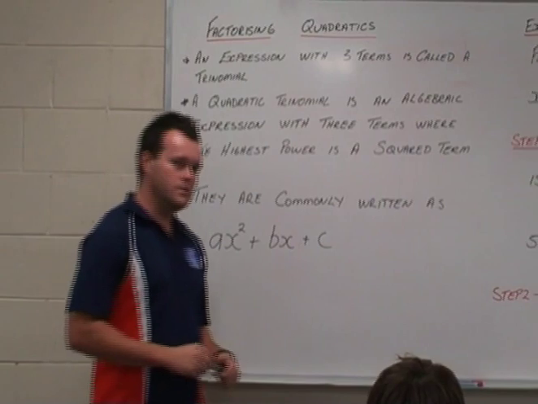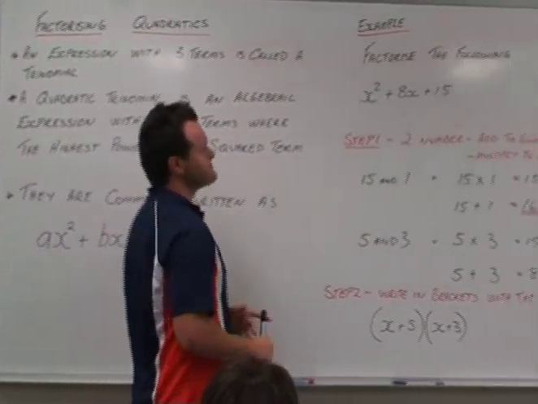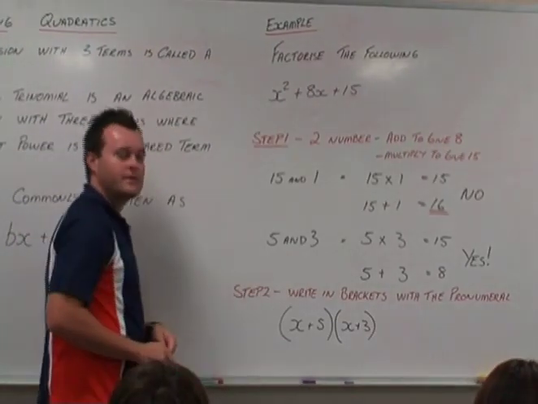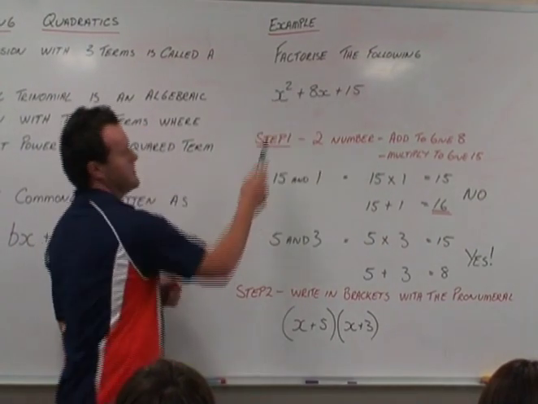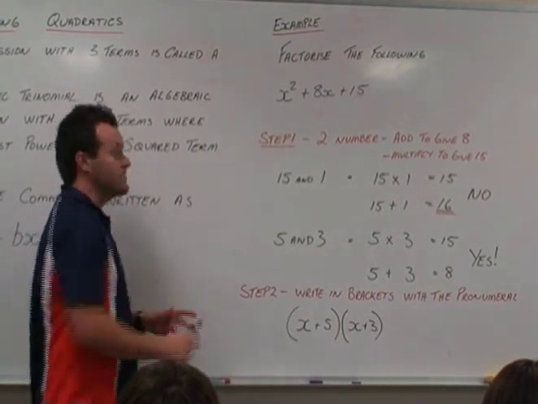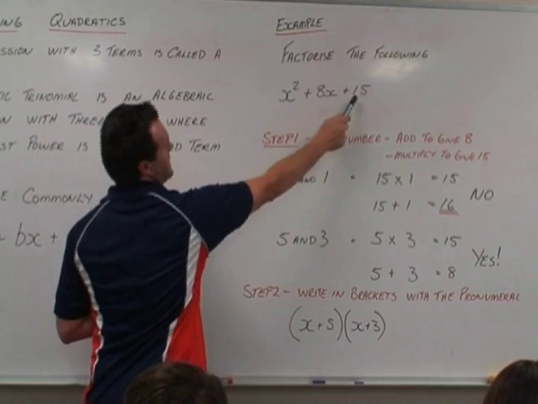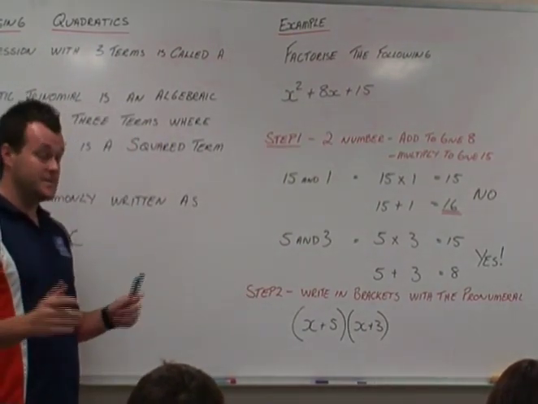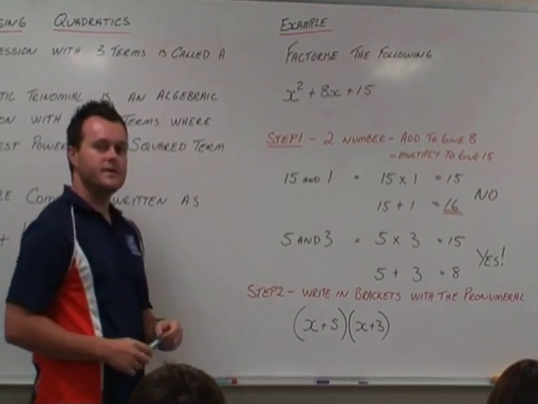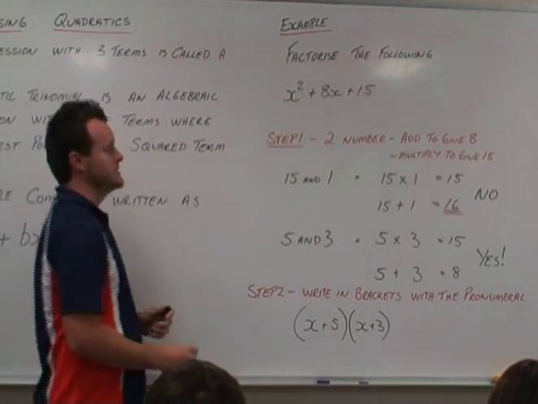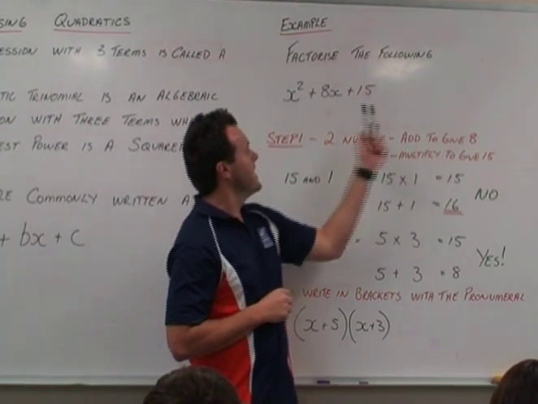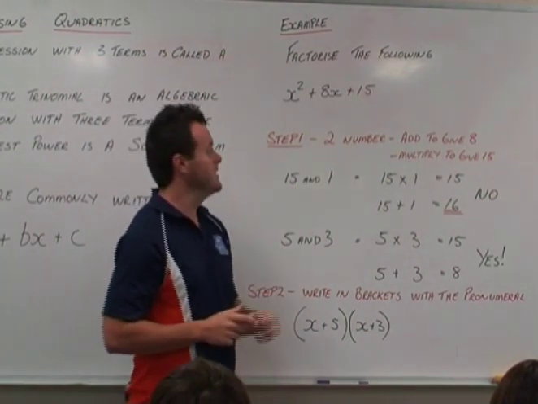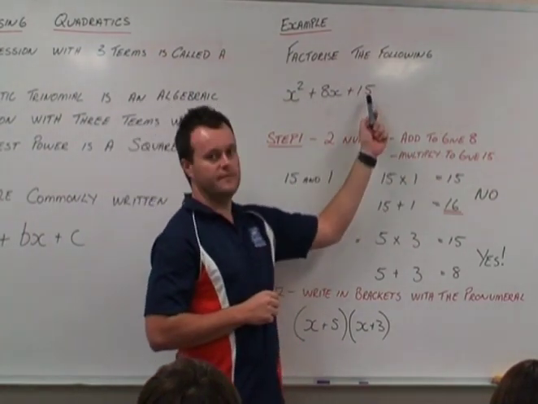Let's have a quick look at a couple of examples. Factorise the following quadratic: x squared, notice that is our highest term there, is a square, plus 8x plus 15. Again, let's look at some steps. Step number one for me is we're looking for two numbers that add to give us 8, or b, and multiply to give us 15.